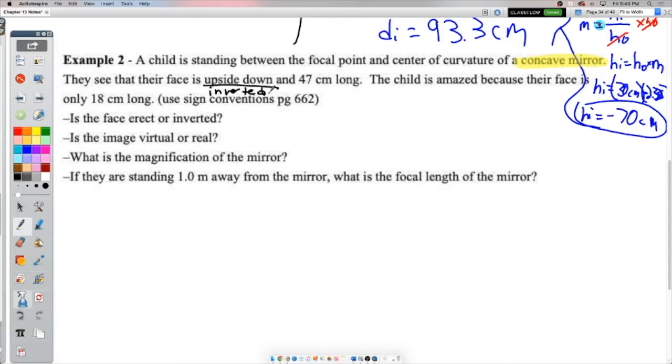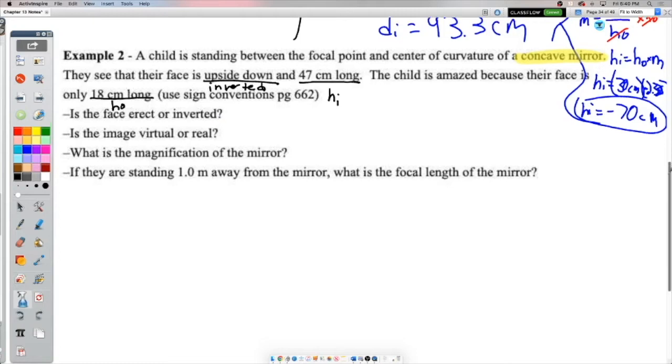Okay, it's going to have a negative height and 47 centimeters long. They keep using that word long. I wish they used tall, right? That would be hi. Be careful. They see that their face is that. So the child is amazed because their face is only 18 centimeters long. So that's ho of the actual object that's being reflected. We don't know the answer to these ones. This one we can figure out just on our own, but let's go ahead and try it.